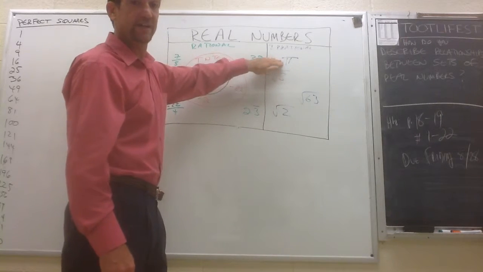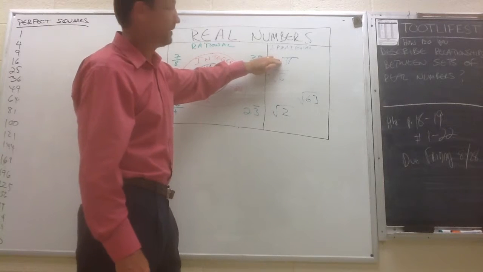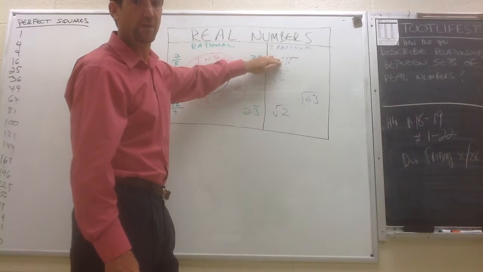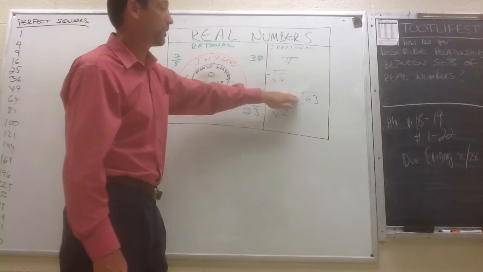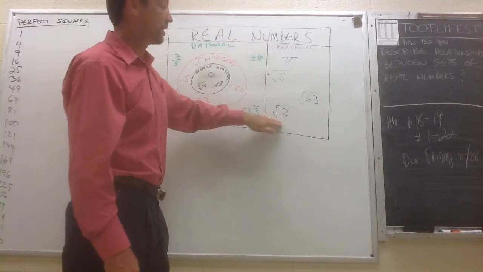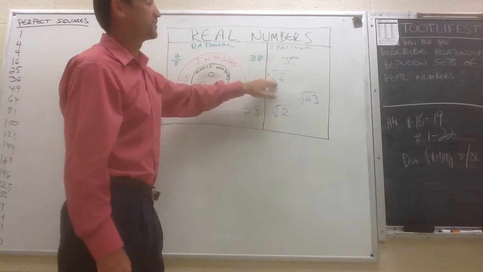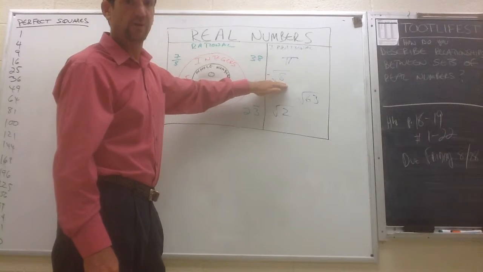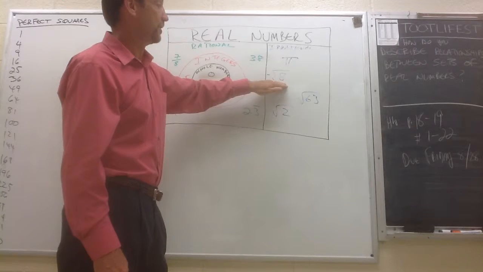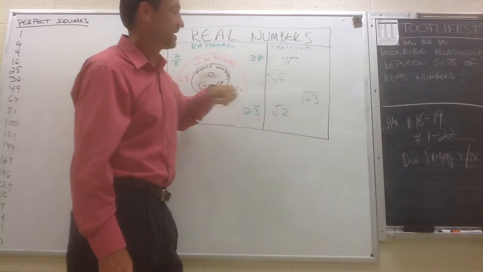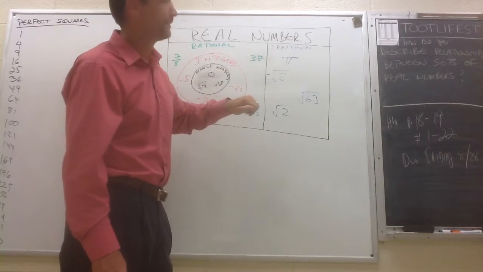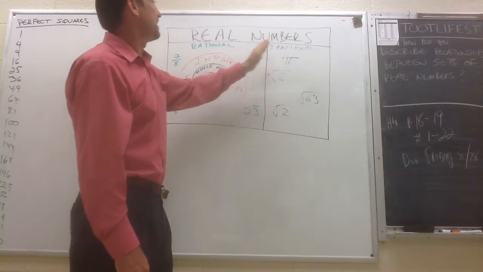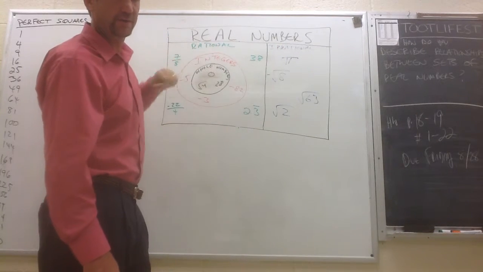The other place you find decimals that don't terminate and don't repeat are most of your square roots. The square root of 63, the square root of 2, the negative square root of 8. Those are all going to be irrational numbers. Their decimal expansion does not terminate, does not repeat. Which then takes us over to the set of rational numbers.